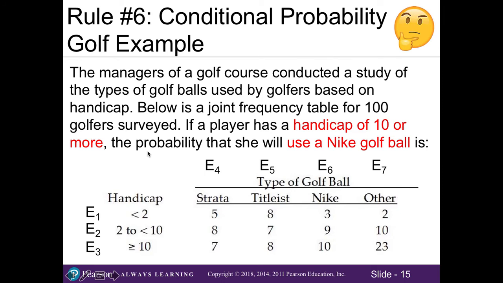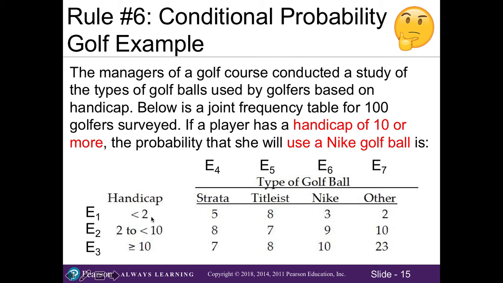Here we have the managers of a golf course who conducted a study on the types of golf balls that golfers use based on handicap. We've got a joint frequency table for 100 golfers surveyed. If a player has a handicap of 10 or more, what's the probability that she will use a Nike golf ball? So here is our table.